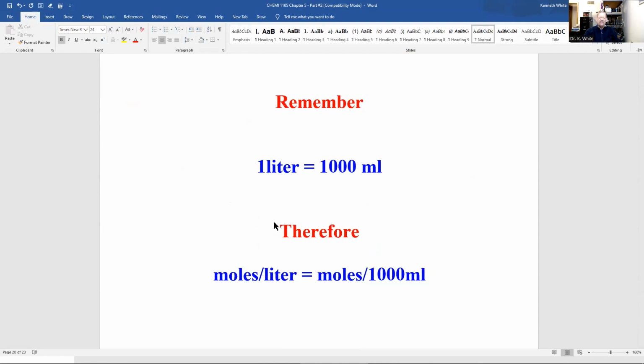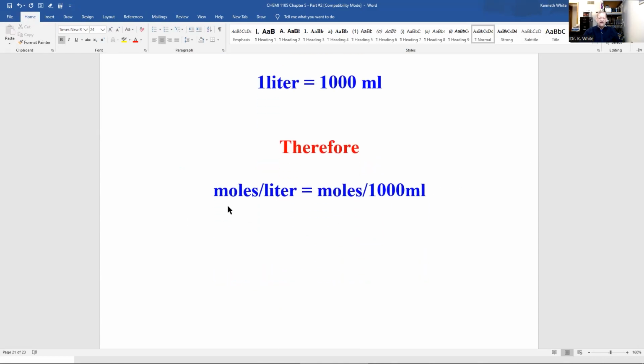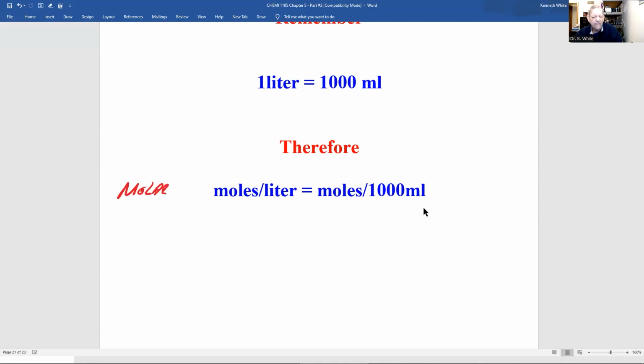1 liter equals 1,000 milliliters. Therefore, if molarity is moles per liter, you can also write it as moles per 1,000 milliliters. And most of the time in a lab, you're not going to use liters for measurement. You're more accurate if you use milliliters. Therefore, you should know molarity equals moles per 1,000 milliliters.